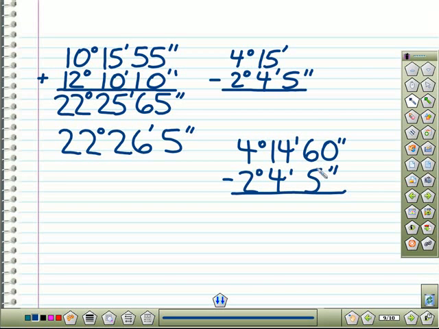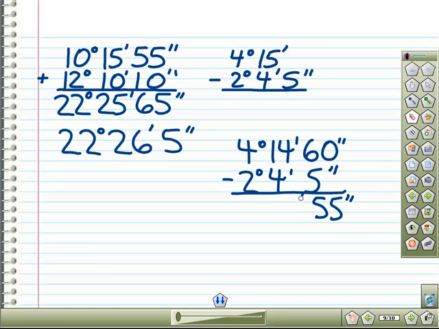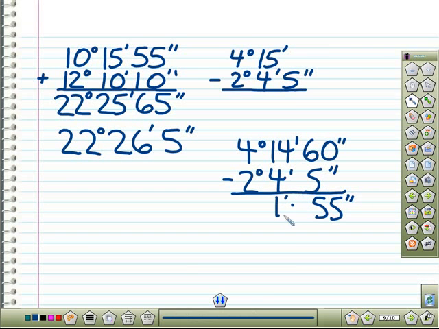Looks like we're going to have 55 seconds. Okay. We're going to have 18 minutes. No, it would be 10. That's right, subtracting. I owe you a sticker. Okay, 10. And then 2 degrees. Any questions about that? No questions?